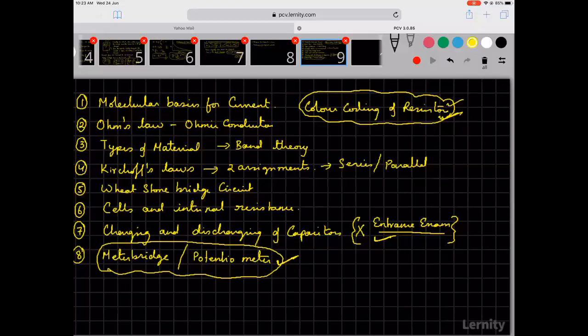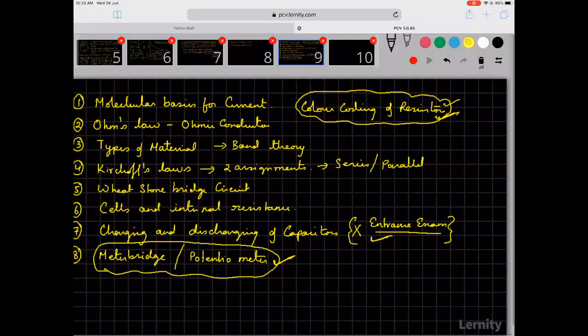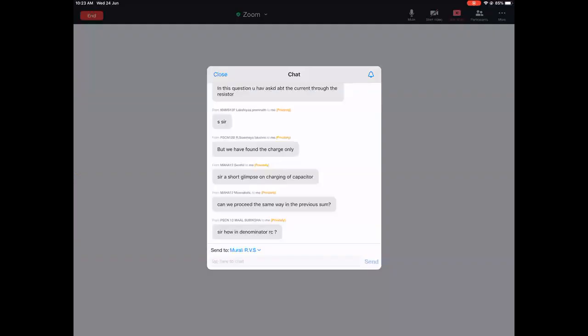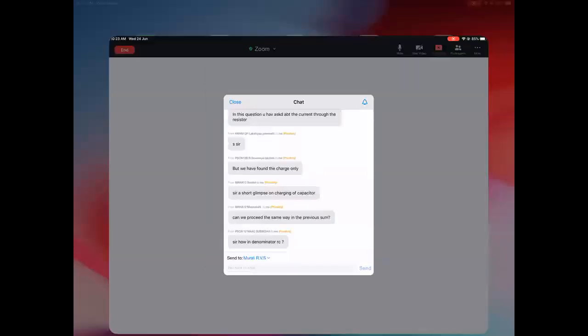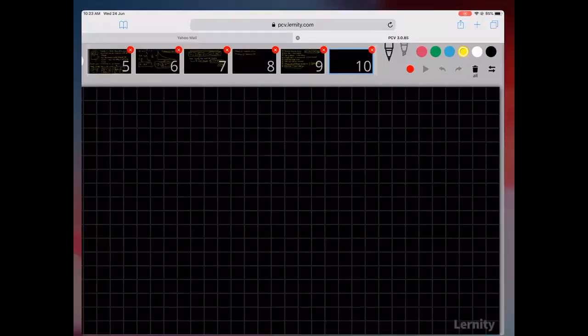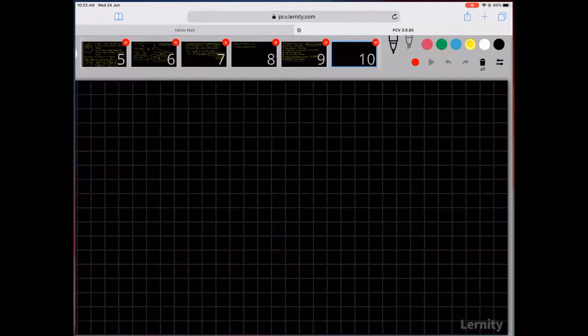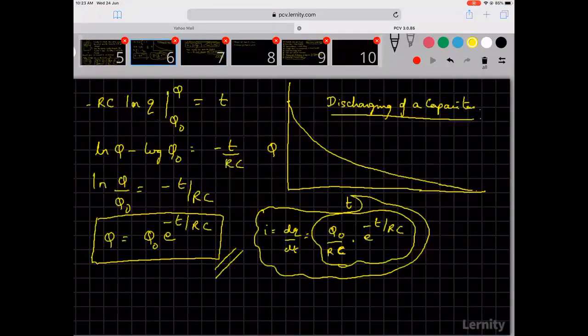So first we will look at meter bridge. How in the denominator you get RC? When you differentiate it, you get RC. So when you're differentiating this, the differential of this is e power minus t by RC, divided by RC. So that is how you get it.